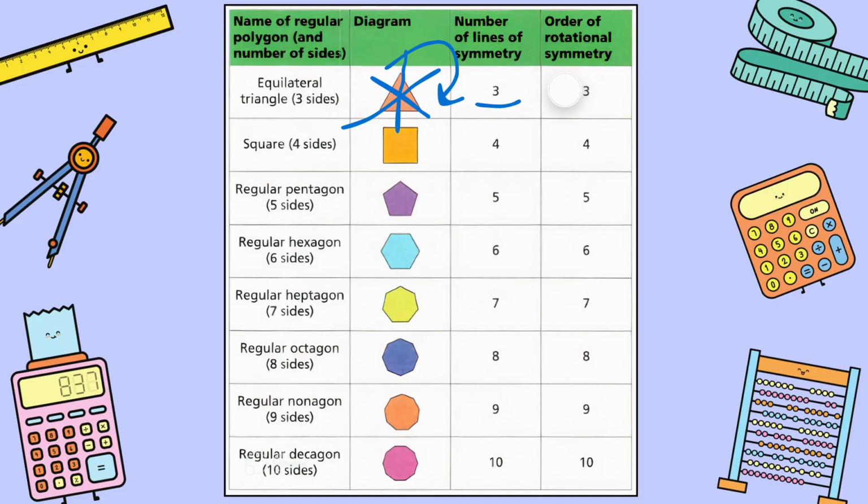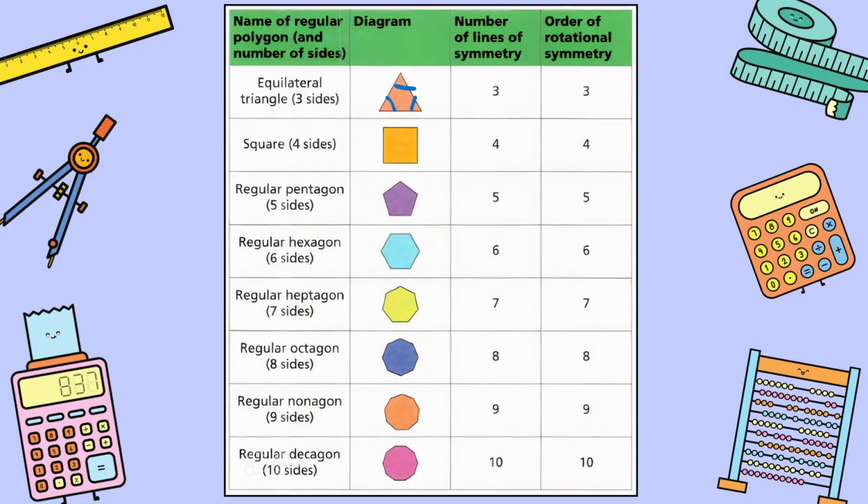Then each angle inside the triangle is equal. So this is 60, this is 60, this is 60. Let's go on to the next type of polygon.